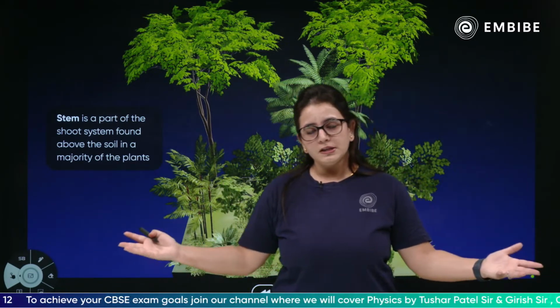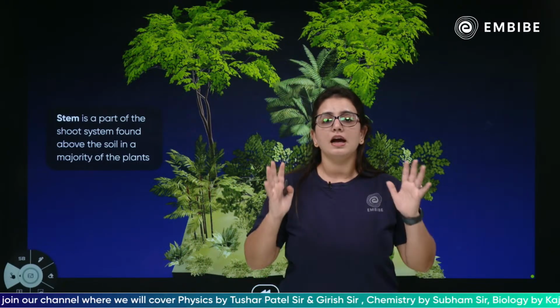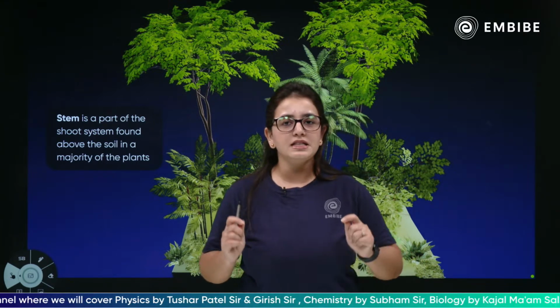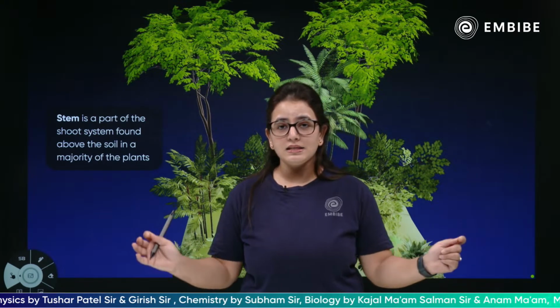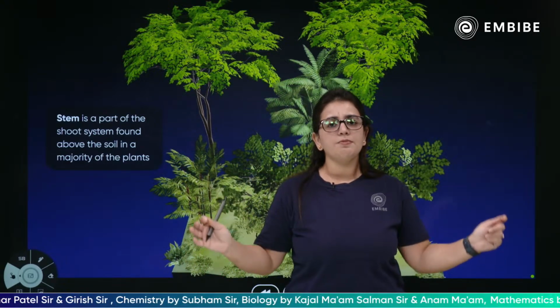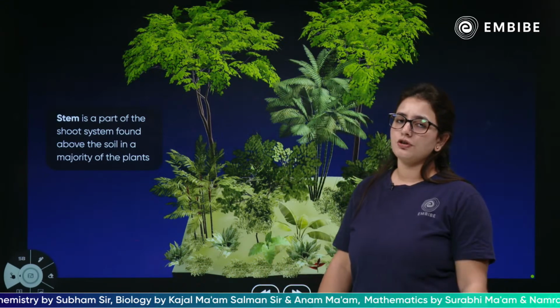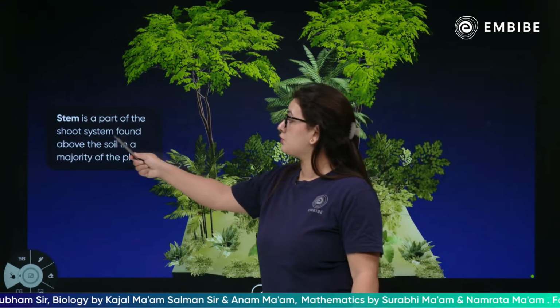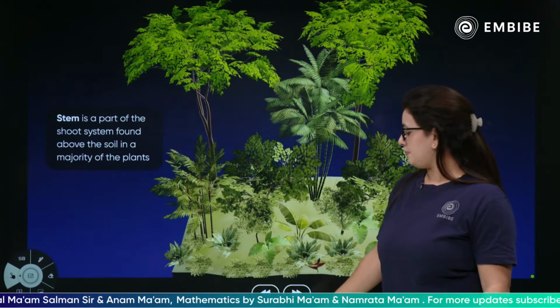Majority means, of course, yes, I know there are certain variations, there are certain modifications, but we will always consider the major part. And talking about the major part, we always have the stem which is always present above the soil, called the stem, which is a part of the shoot system. So that is why the basic definition of the stem is a part of a shoot system found above the soil in the majority of the plants.